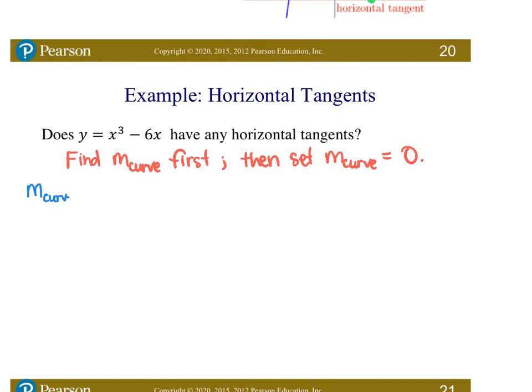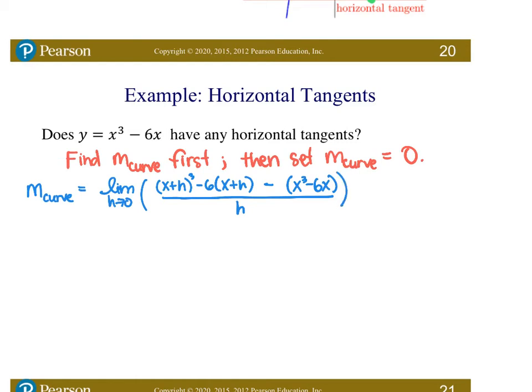The slope of the curve, m sub curve. Okay, the limit as h approaches 0. I'm going to use parentheses, and I'm going to put (x plus h) in first, cubed, minus 6 times parentheses (x plus h). So I just used parentheses to plug x plus h into the function first. Then I'm going to minus, and I use parentheses again to use the original function. This whole thing should be over h, and now we're going to do some superfoil and some distributing.